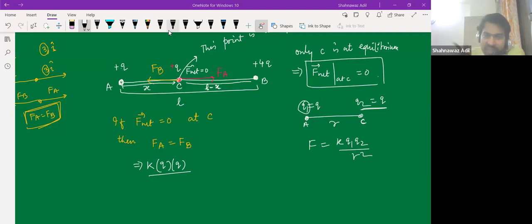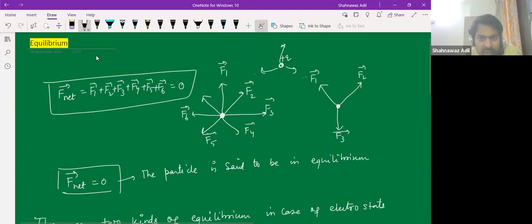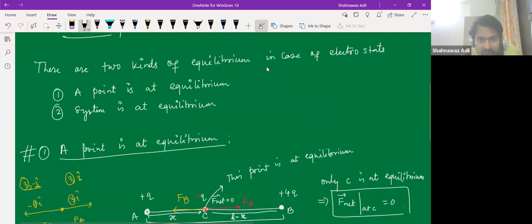Don't worry, we have only just started this topic, the equilibrium portion. We are saying that if some point is at equilibrium, it means that all the forces acting on that point cancel each other out, so the sum of all the forces would be zero. That is called the equilibrium condition. In electrostatics, we have two cases of equilibrium: one is that only a point is at equilibrium, and the second is that the whole system is at equilibrium.